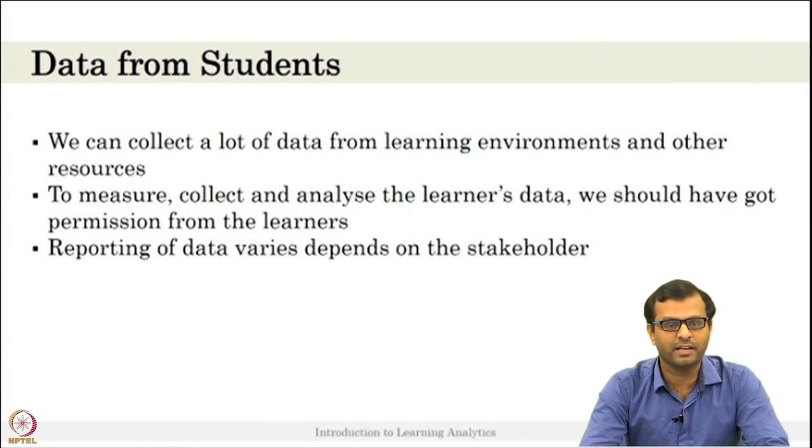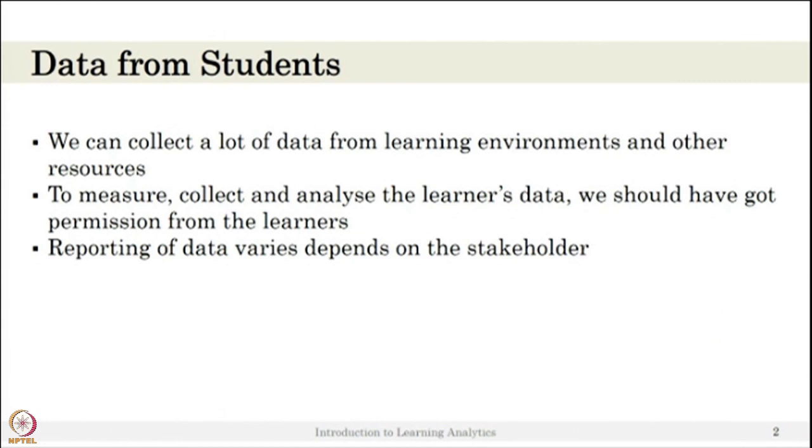Also, to report the data, it should vary based on whom you are reporting to. If you are reporting the research data to a teacher, you can explain what has happened to the class and what a student is going through, and you can even tell the student name and student ID. But if you want to report the data to the public, what kind of data should you report?